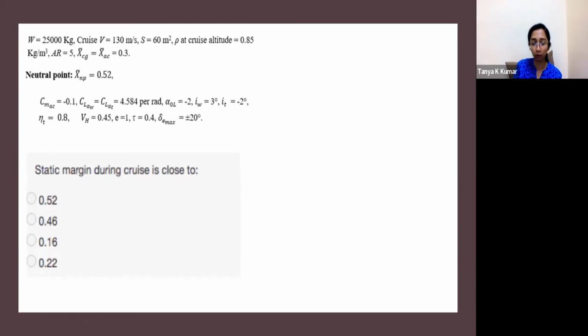Static margin during cruise is close to. What is the equation for static margin? Simple equation. Static margin is the difference between two positions. What are the two positions? Static margin is X bar NP minus X bar CG. Right? So X bar NP is given as 0.52. X bar CG and X bar AC is the same, which is 0.3.